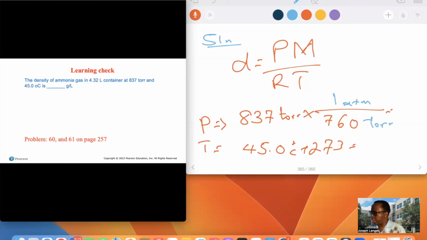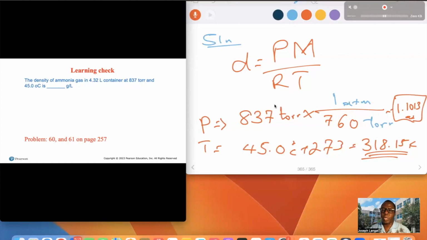This is 318.15. This is the temperature. And pressure is 1.1013 atmospheres. So this is what we need to plug in our equation for density.